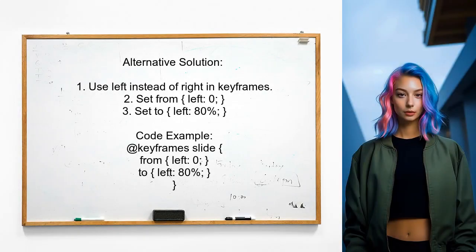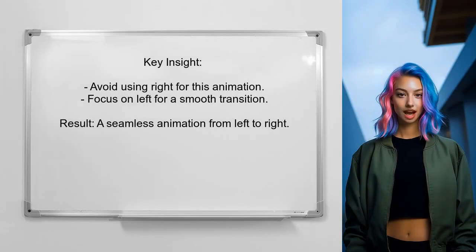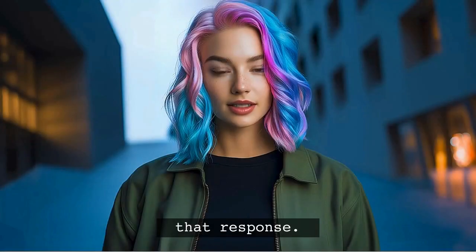An alternative solution suggests modifying the keyframes for the animation. Instead of using the right property, use left. Set the starting point at left 0 and the end point at left 80%. This adjustment ensures a smooth transition across the screen. The user explains that using right caused the animation to jump unexpectedly. By focusing on the left property, the animation will move smoothly from the left side to the right side of the container. That's all for that response.